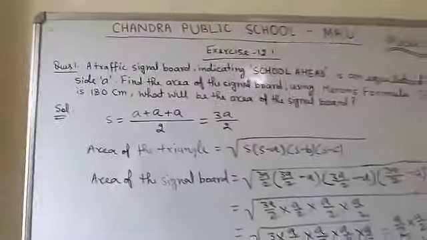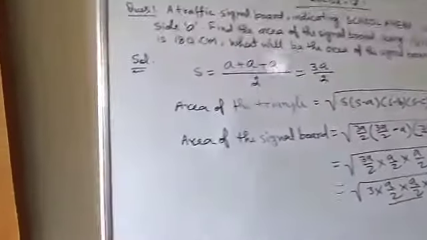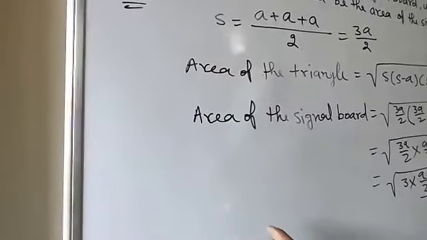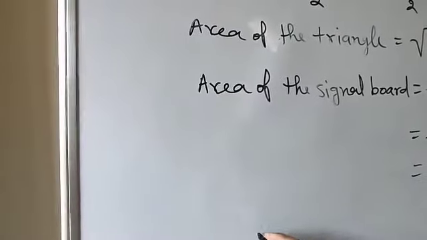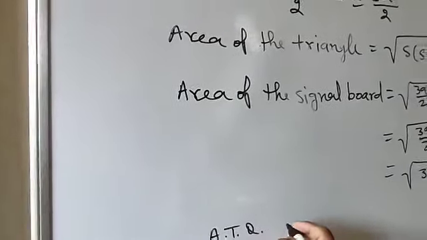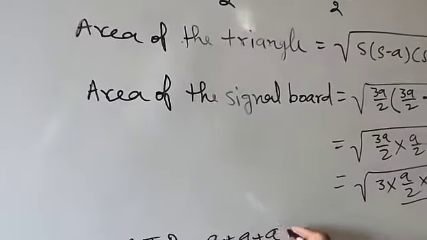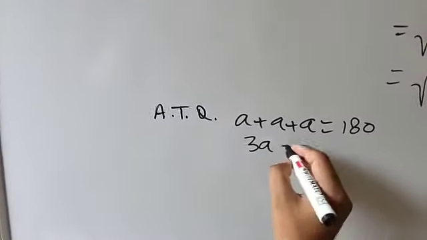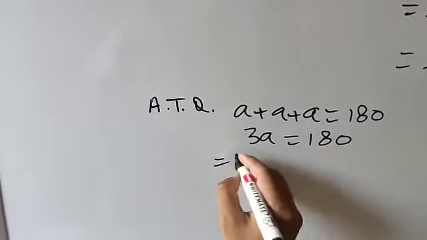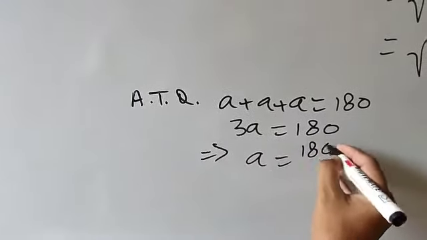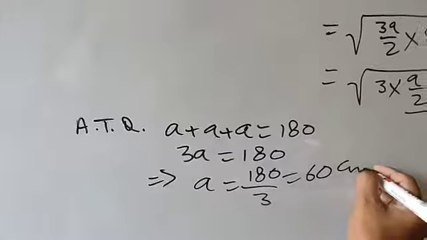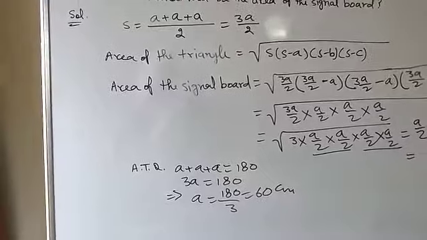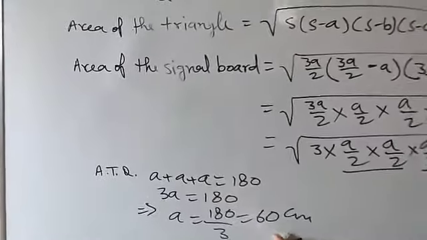Now in the second case it is given that the perimeter is 180 cm. Perimeter means the sum of the three sides, and it is an equilateral triangle, so all the three sides will be A. So now according to the question, A plus A plus A is equal to 180. Here 3A equal to 180. It can be written as A equal to 180 by 3, that is 60 cm. So the side of that equilateral triangle whose perimeter is 180 cm is 60 cm.